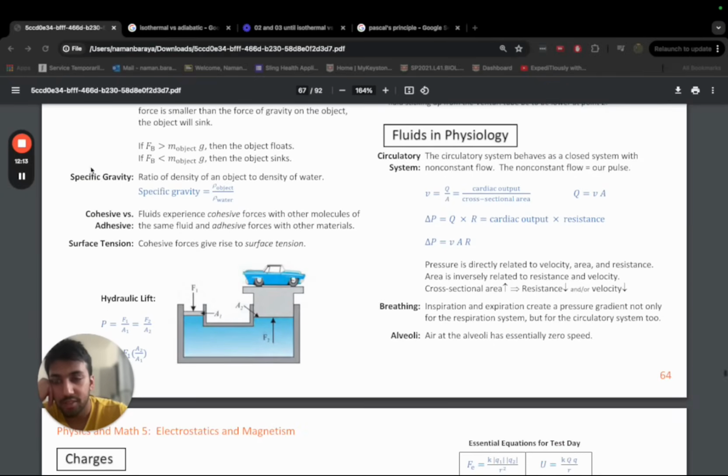Okay, next is specific gravity. Specific gravity is the ratio of the density of an object to the density of water. And so if I told you that a bowling ball has a density of 4 and water has a density of 1, then the specific gravity of that object is 4.